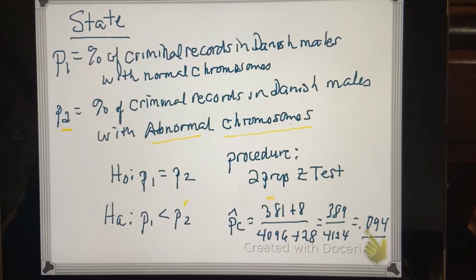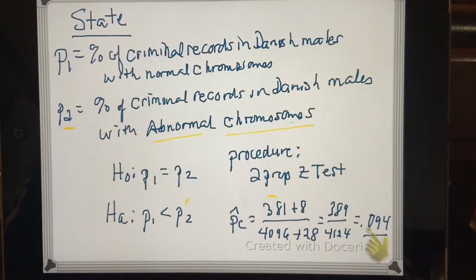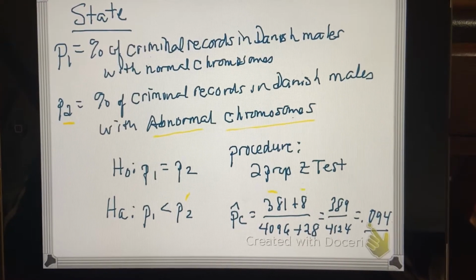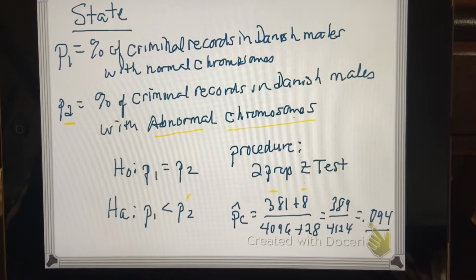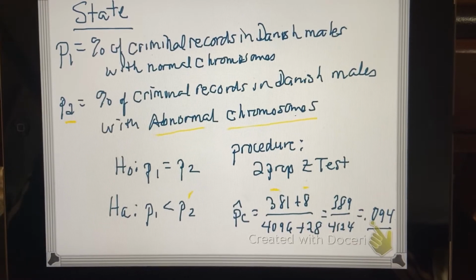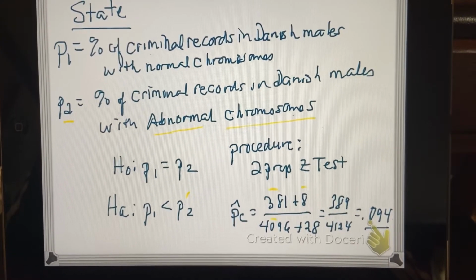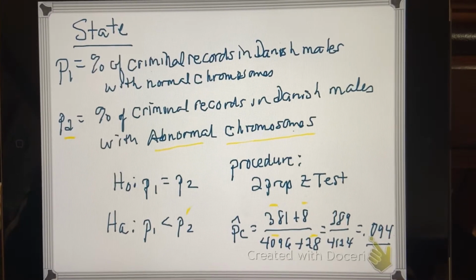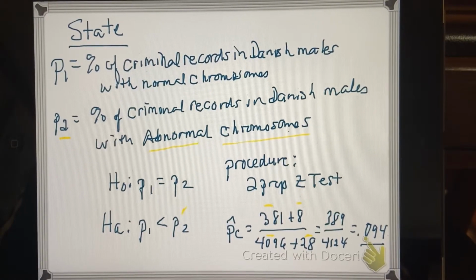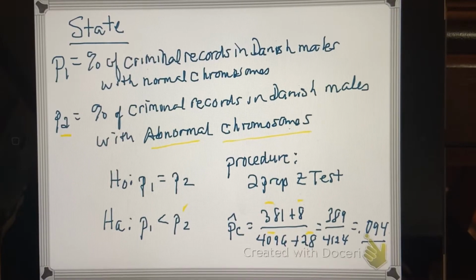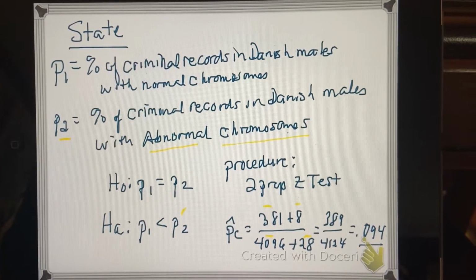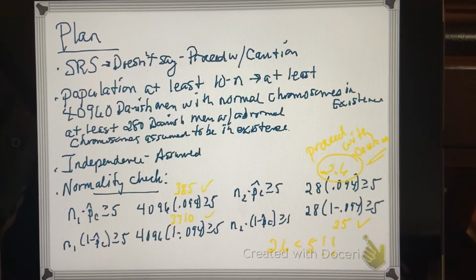This number here, 381, was the total number of men who had a criminal record with normal chromosomes, and 8 was the total of men that they sampled who had a criminal record with abnormal chromosomes. And then these are the two sample sizes: this is normal chromosomes, and this number here was abnormal chromosomes. So I have to figure out the sums of those. 389 over 4,124 gave me, it's off the screen, 0.094 as p-hat combined. So that's all part of my state information. Second part is the plan.